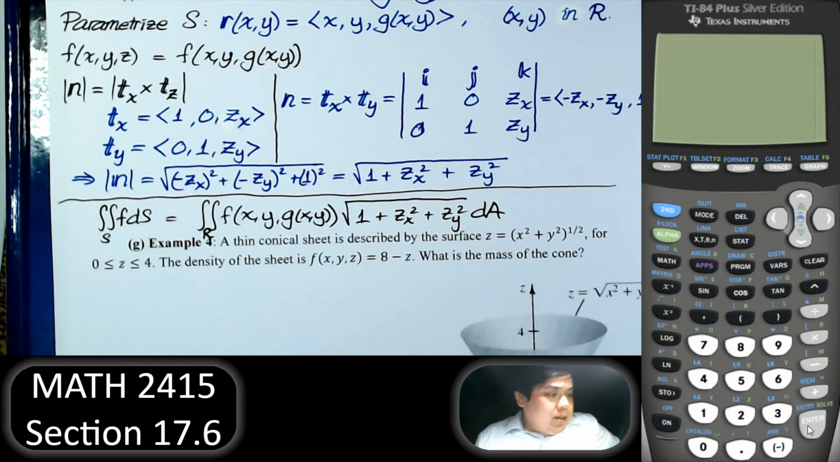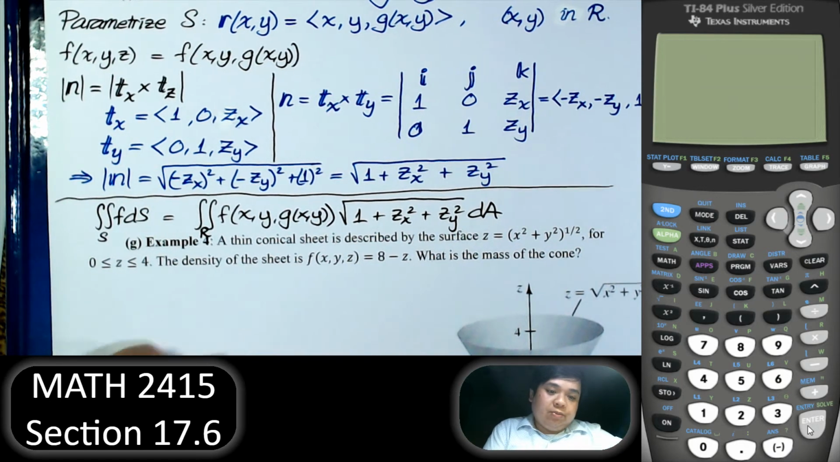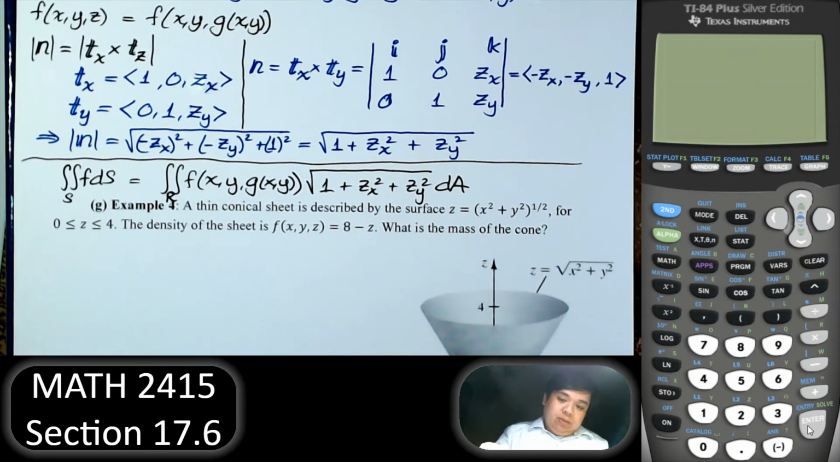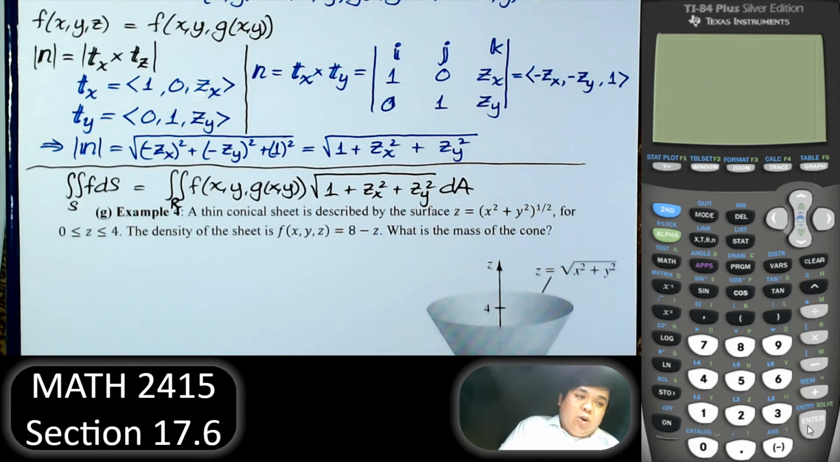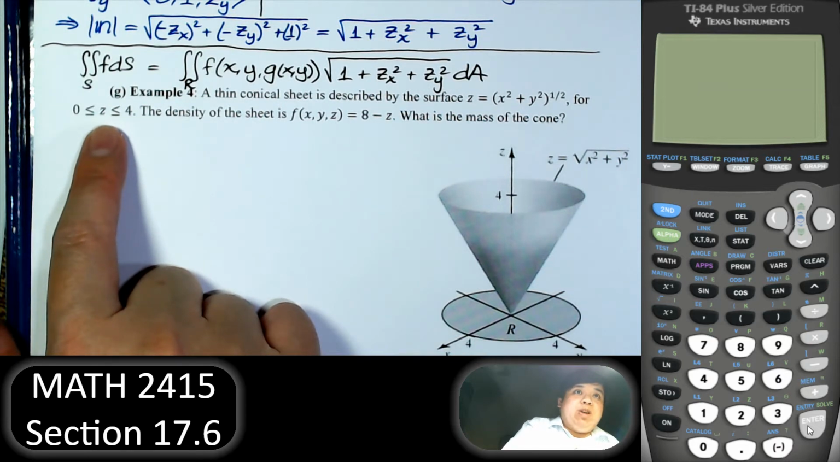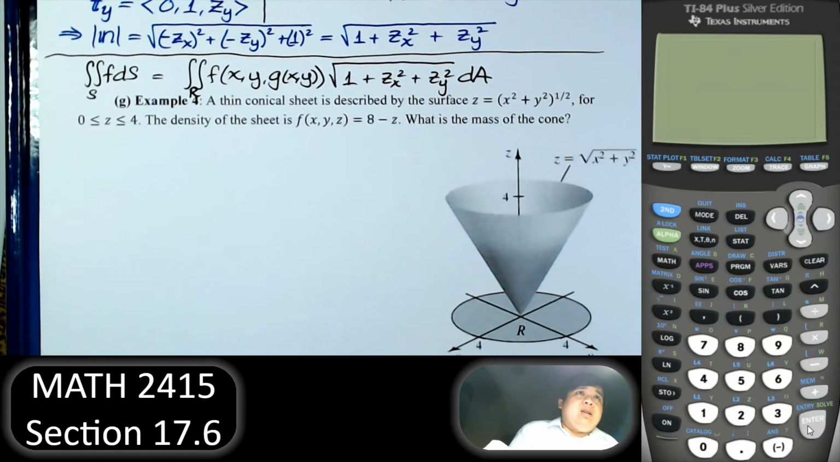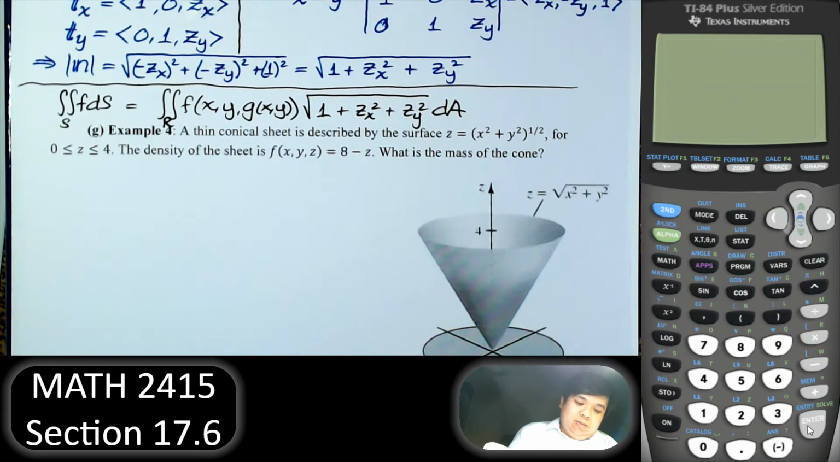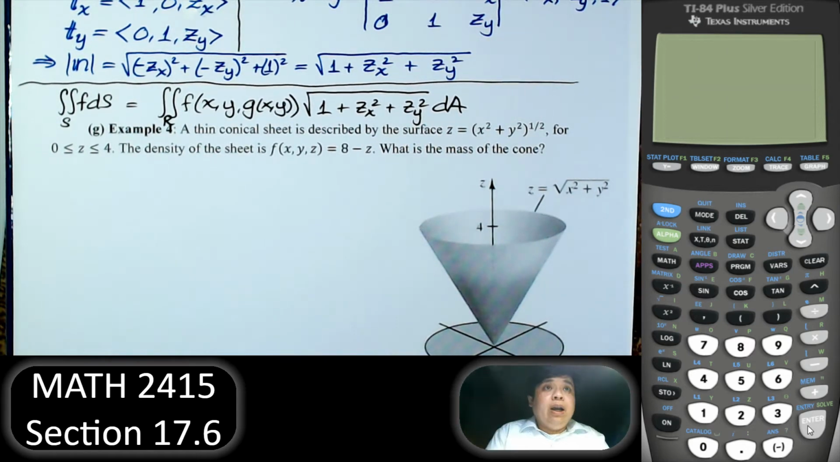Right. So next we have this example. A thin conical sheet is described by that, and z is equal to 0 to 4. Usually when we see this, one of the parameters should be z. But in this one, yeah, we can choose z. Why not? But think about this.